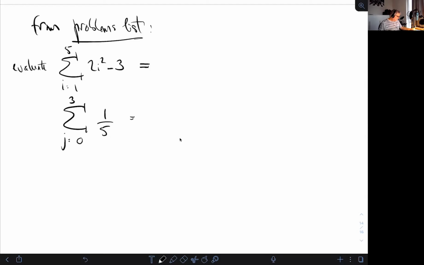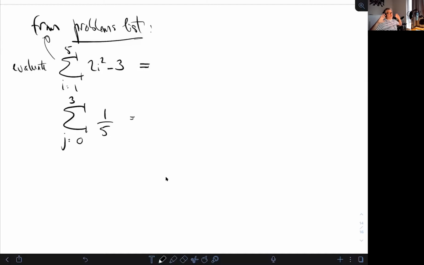The first one. So this one is from the problems list. Okay. The second one is there was one like that in the WebWorks, which was one of the two trickiest problems there. Okay. So the first one, again, what does the sigma notation mean?